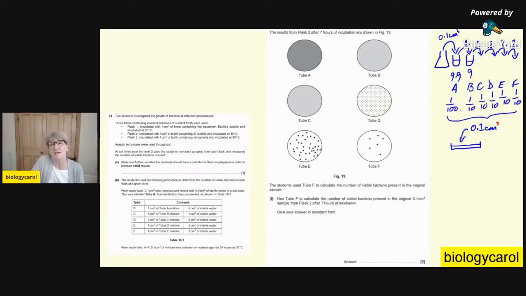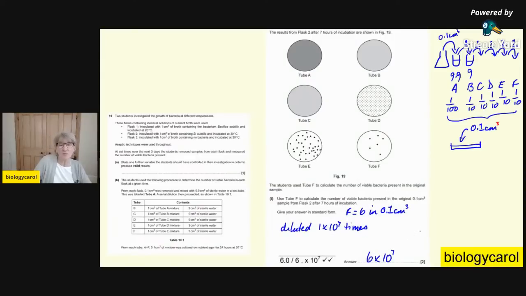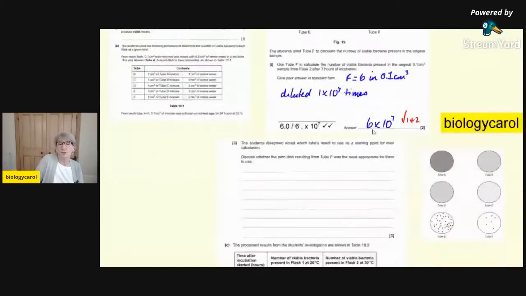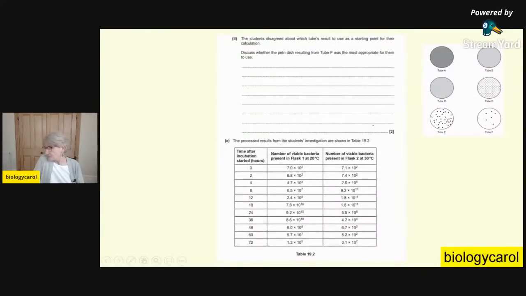And the reason why it's 6 times 10 to the factor 7 is that 0.1 of the sample has been used here, and 0.1 of the sample is what was taken out. So it is just 6 times 10 to the 7. And that gave me the 2 marks. You got 1 mark for being out by a magnitude of either 10 or 100. So if you've got your dilution factors wrong, you got at least 1 mark.